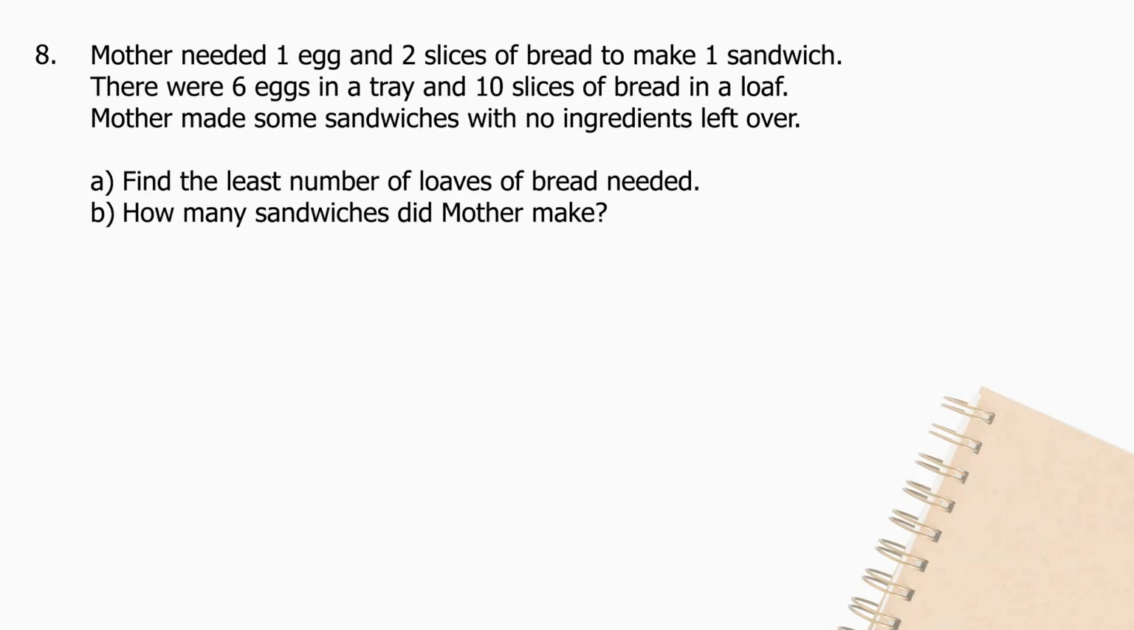Question 8. Mother needed 1 egg and 2 slices of bread to make 1 sandwich. There were 6 eggs in a tray, and 10 slices of bread in a loaf. Mother made some sandwiches with no ingredients left over. A. Find the least number of loaves of bread needed. B. How many sandwiches did mother make?